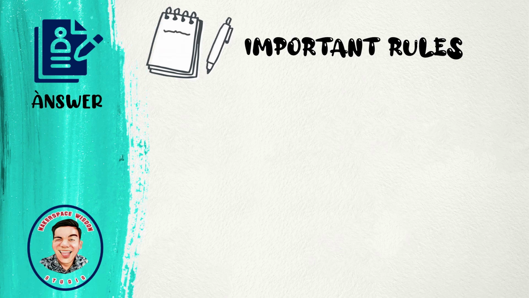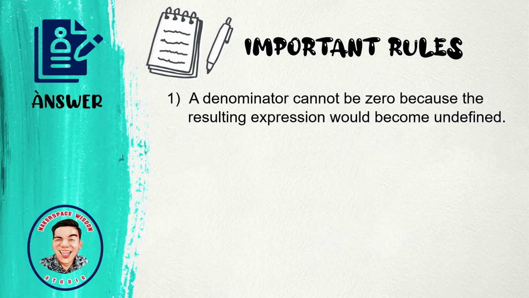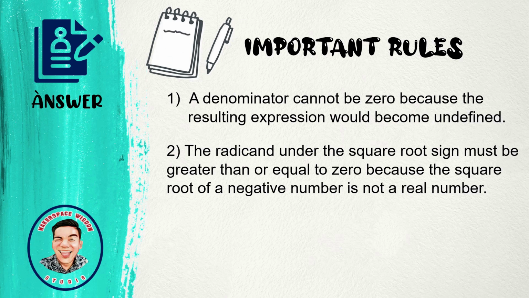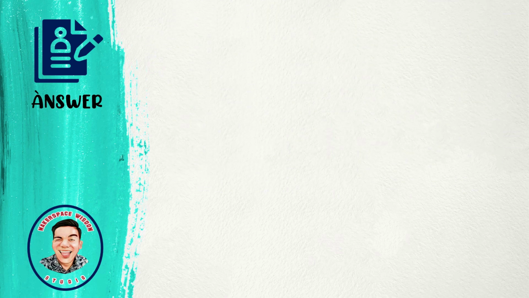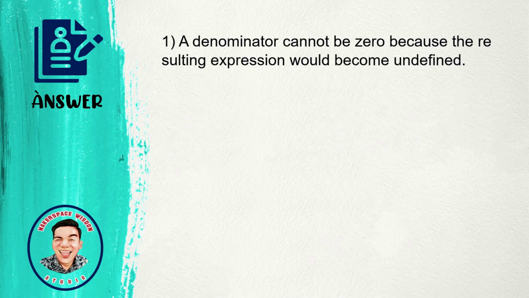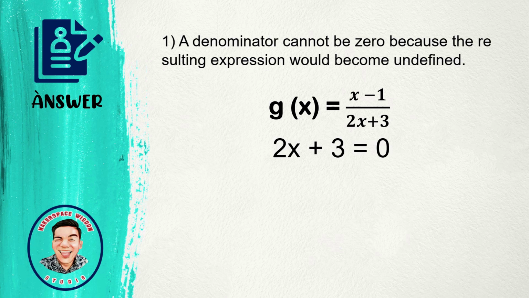Important things to remember in getting the domain. Number 1. A denominator cannot be 0 because the resulting expression would become undefined. Second, the radicand under the square root sign must be greater than or equal to 0 because the square root of a negative number is not a real number or simply does not exist. Alright, so the given applies with rule number 1, since the given is a fraction and we have a variable under the denominator.